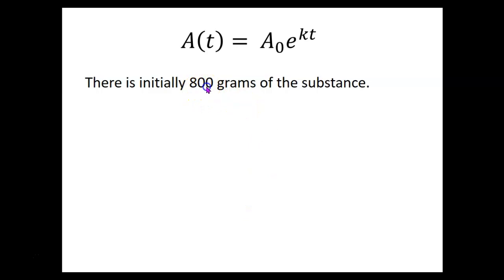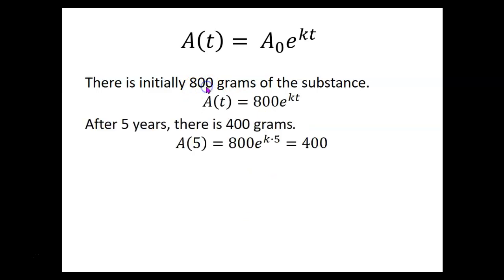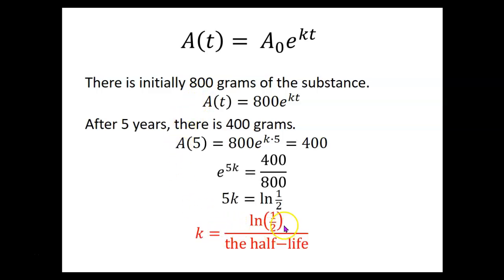So there was initially 800 grams of the substance. After 5 years, there was 400 grams. And we used that information to work out the value of k, which was the ln of 1/2 divided by, in this example, 5, in general, the half-life. So for this kind of situation, the number we use for k is the natural log of 1/2 divided by the half-life. If you know what the half-life is, then right away you can say what number goes here for k. It's the natural log of 1/2 divided by the half-life.